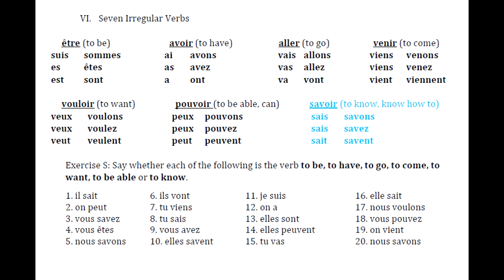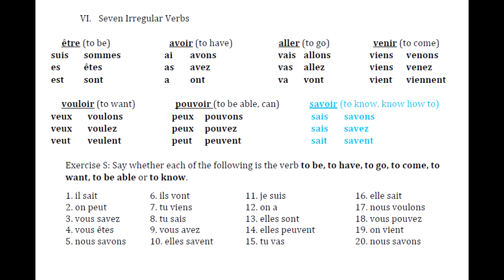Exercise S. Say whether each of the following is the verb to be, to have, to go, to come, to want, to be able, or to know. Number 1. Il sait. To know. 2. On peut. To be able. 3. Vous savez. To know. 4. Vous êtes. To be. 5. Nous savons. To know. 6. Ils vont. To go. 7. Tu viens. To come. 8. Tu sais.